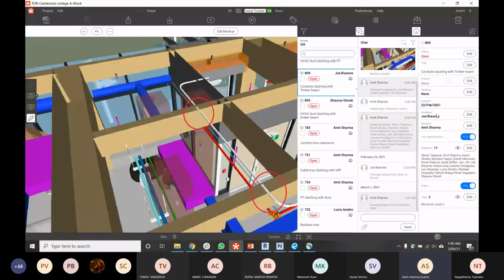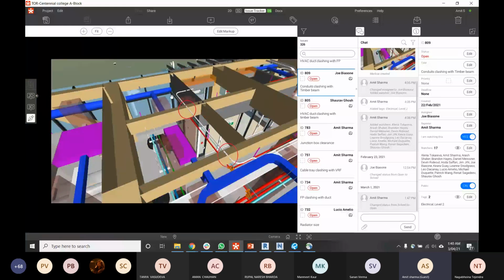Like if you see my screen, I've tagged Joe Bison for it, and I can give a title. It's a conduit clashing with timber beam. It's going to give a notification to Joe that Amit has tagged you in something and there's a coordination issue. And he can see it on his screen. And if he has any comments, he can leave me comments here. Everyone on the team can see this coordination issue.